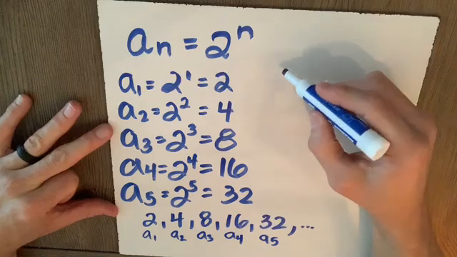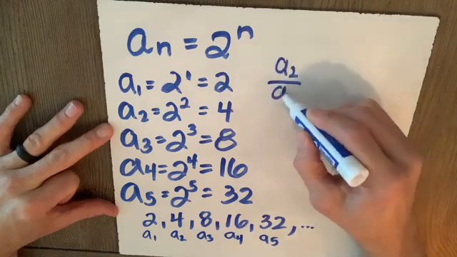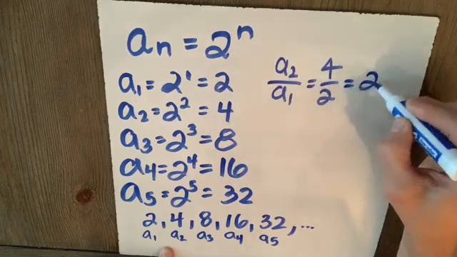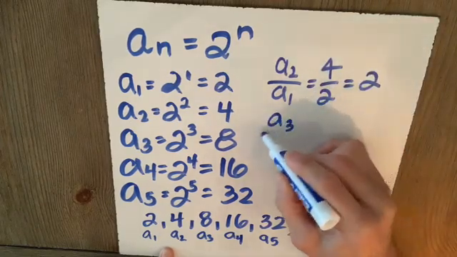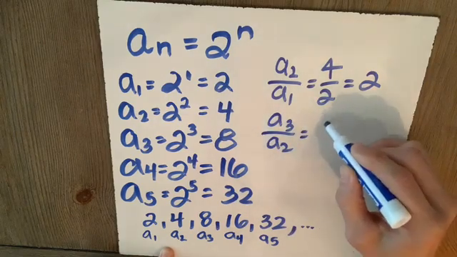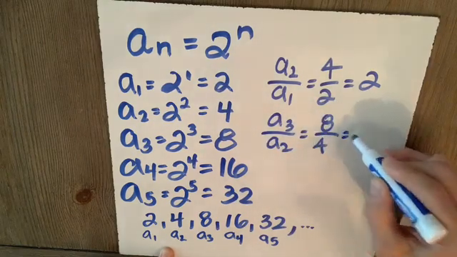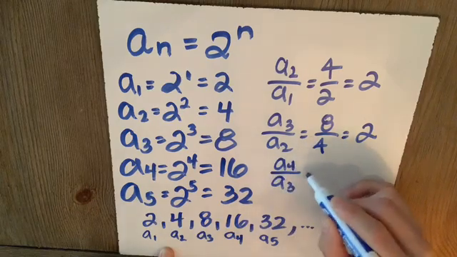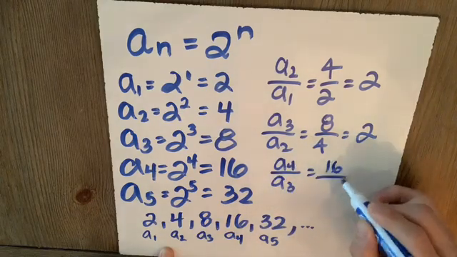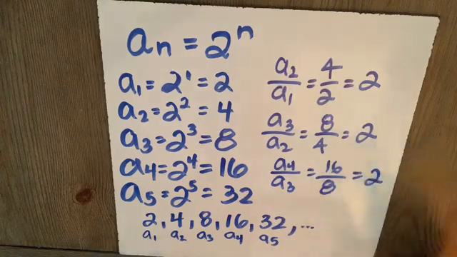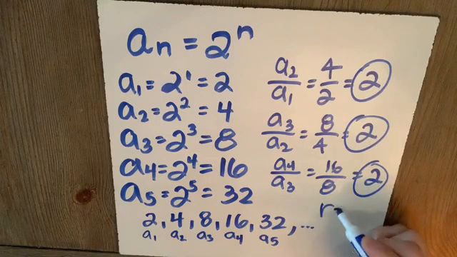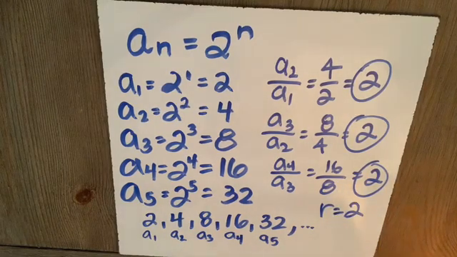Now let's just check. A2 divided by A1 will give us 4 over 2, which is 2. A3 divided by A2 will give us 8 over 4, which is 2. A4 over A3 gives us 16 over 8, which is 2. We can see that the common ratio will be 2. We have a common ratio. Therefore, this sequence is geometric.